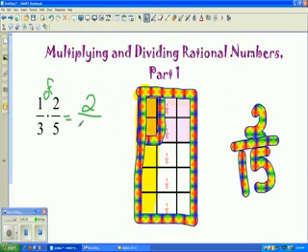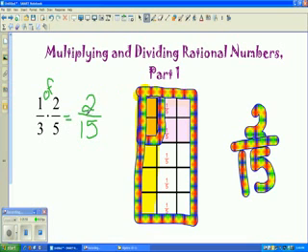So 1/3 of 2/5 is 2/15. And I bet you can see why multiplying is a lot easier than adding and subtracting. We're kind of staring our answer in the face right here just by looking at the original problem. It really is that easy. We have 1 times 2 is 2. 3 times 5 is 15. I get 2 of the 15 pieces.